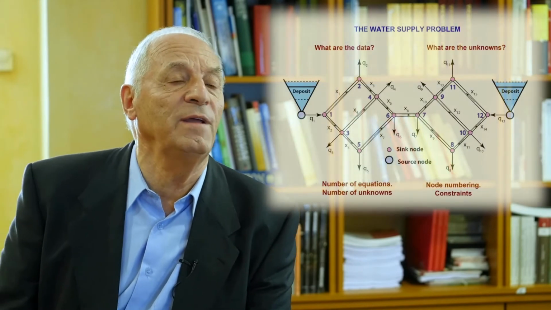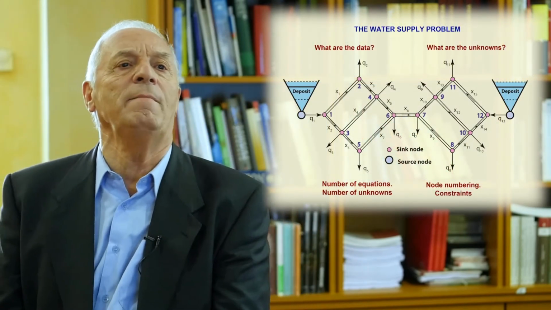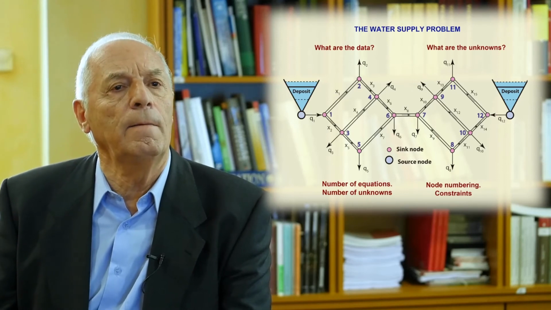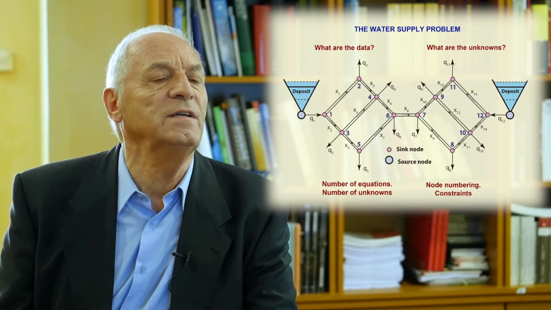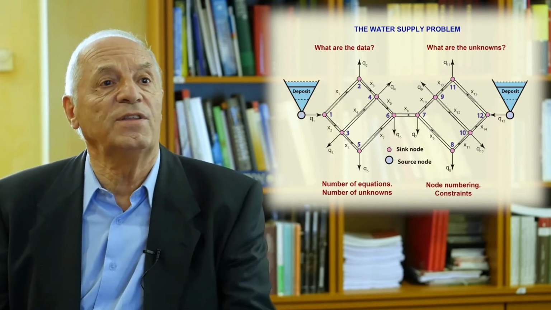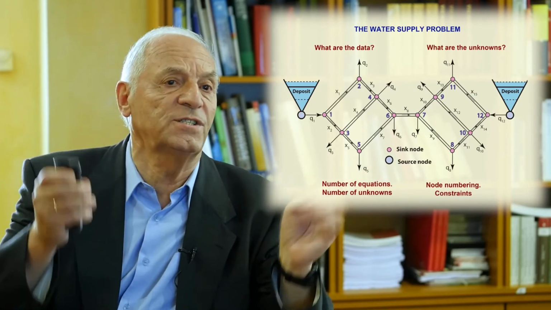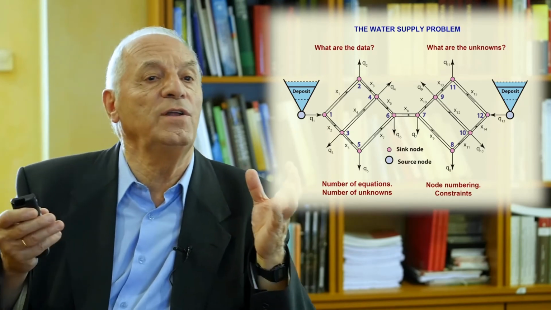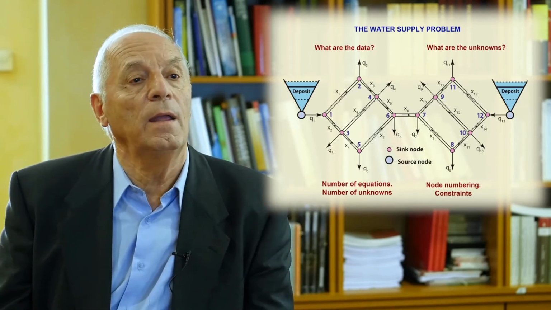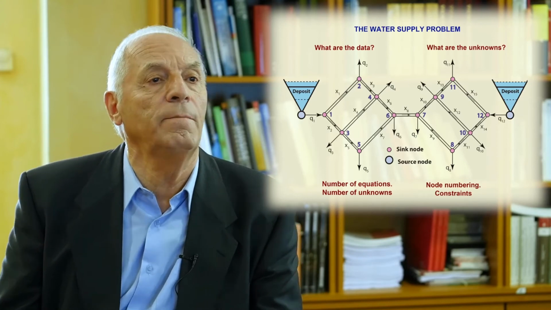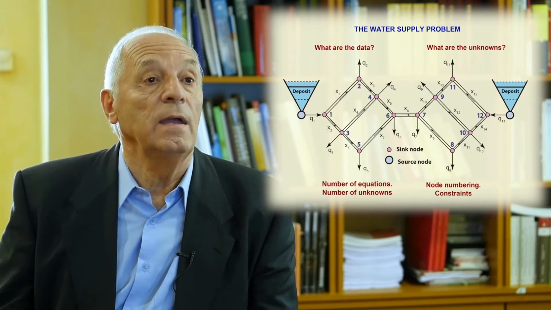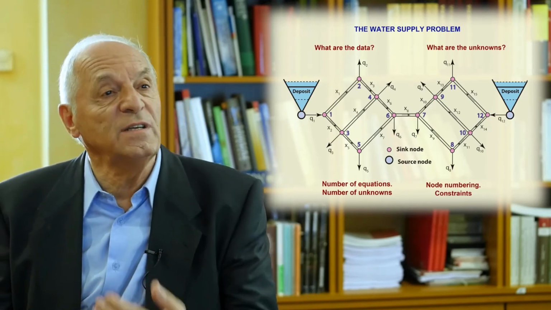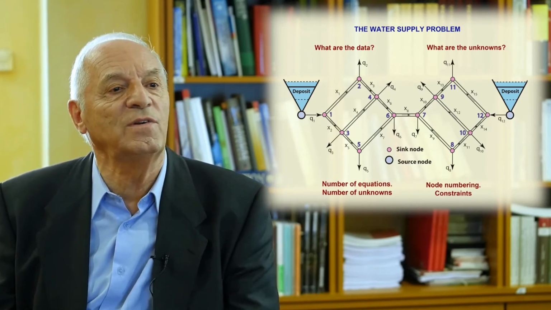And finally, I want to end with a very interesting example of a water supply problem that I have used many years to explain to students. Consider a water supply problem. You have two deposits, and then you need to distribute this water at different points, and you use some pipes. And the problem is, first, what are the equations? What are the unknowns?